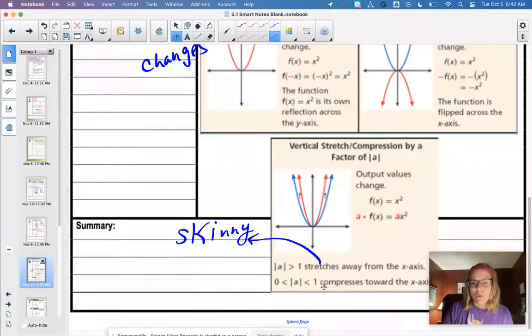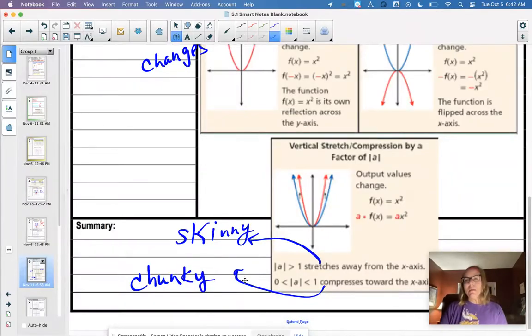function. When we're talking about compress, it starts with a C, I think of chunky. That's how I help students remember it. Compress means your absolute value of a is less than 1, but it's greater than 0, and the graph looks chunkier. So what I mean by that, I think of skinny, this means skinny. I think of chunky, it's wider.